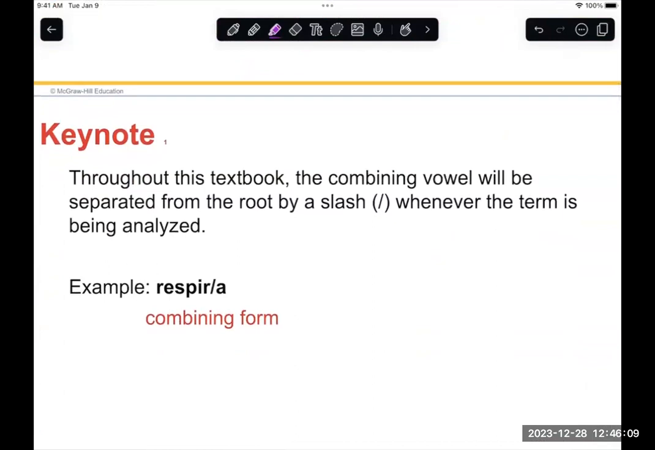So in this textbook specifically, they use a slash to separate out this root and the combining vowel. So this slash is used to separate word elements. We will separate prefixes, roots, and combining forms and suffixes with this slash. So respir/o, this is the combining form because we have this root word here, and then we have our combining vowel to make it that combining form.